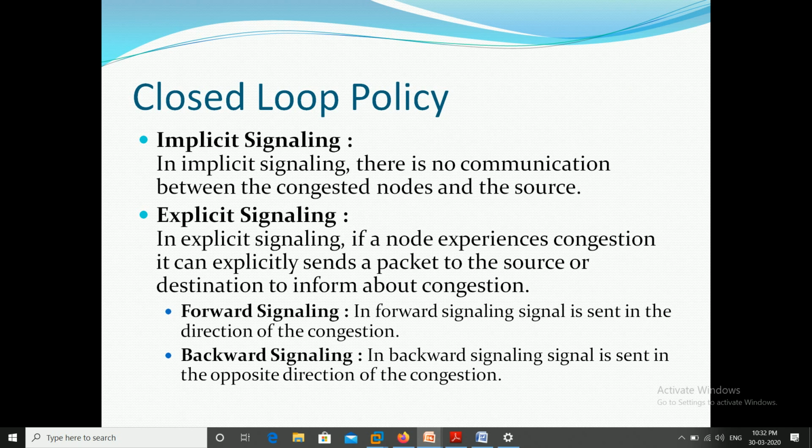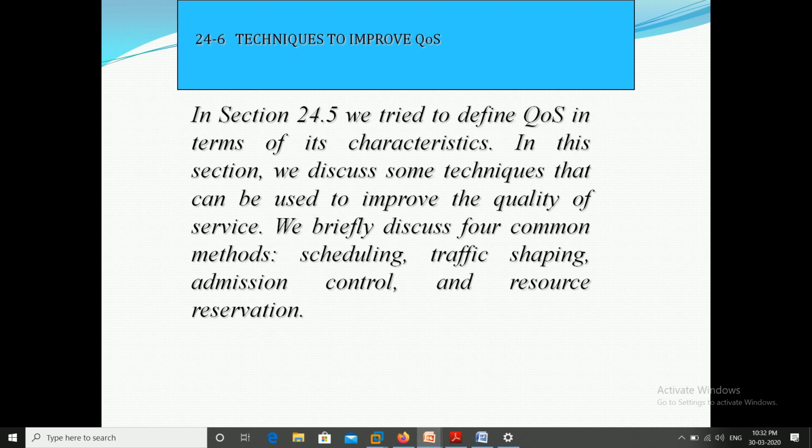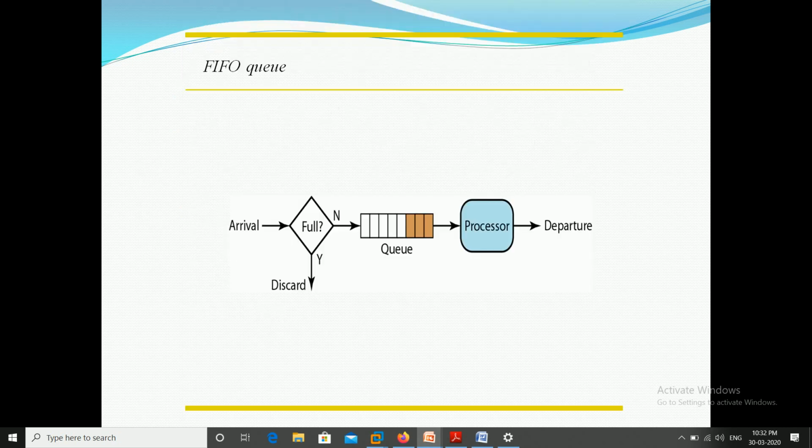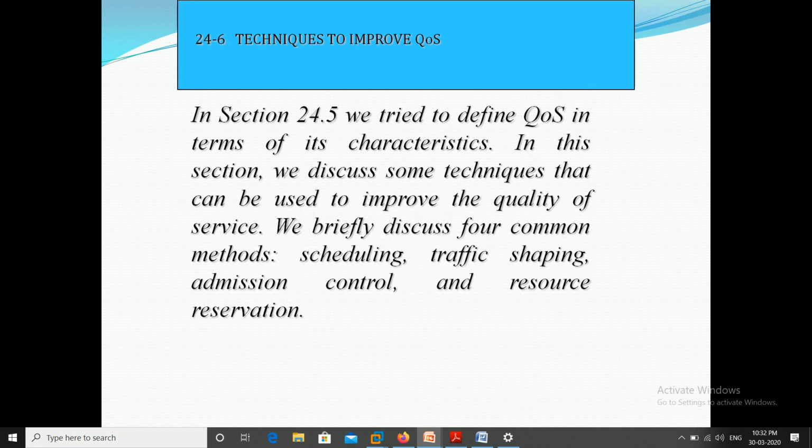Now the next topic, we have the techniques to improve the quality of service. Now how can we define quality of service? Quality of service means what? We have already discussed quality of service and congestion control. These are two similar terms. Not similar, but they work in the same manner. If congestion control mechanisms are good and work in an appropriate manner, the quality of service will be higher.